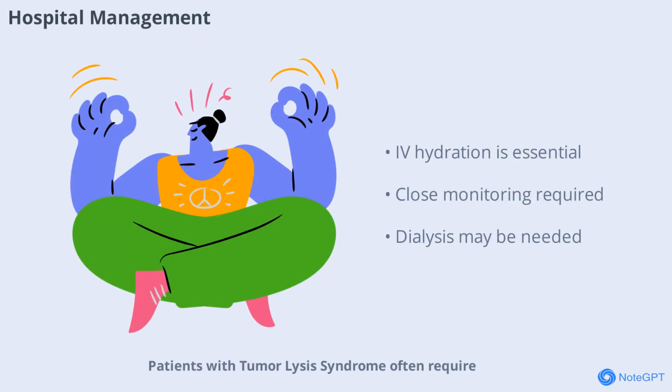Patients with tumor lysis syndrome often require hospitalization for close monitoring and intravenous therapy. Hydration is a cornerstone of treatment, as it helps flush out excess substances from the bloodstream and supports kidney function. In severe cases, patients may need intensive care, including dialysis or other advanced interventions. The goal is to stabilize the patient and prevent complications while continuing necessary cancer therapy.